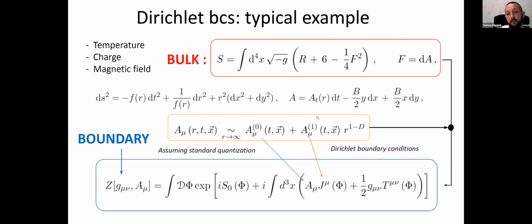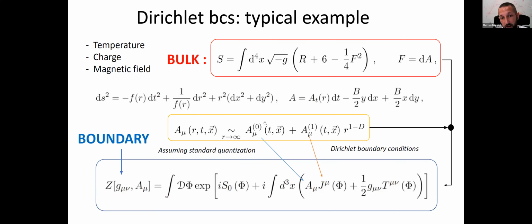Now, at this point, in order to uniquely identify what we're doing, we have to impose some boundary condition for these terms. And what we do usually, 90% of the time, is assume what is called standard quantization, which corresponds to imposing Dirichlet boundary conditions for these fields. So what we are doing is fixing the value of these fields at the boundary, which corresponds to Dirichlet. So in a way, we are fixing this A mu 0.